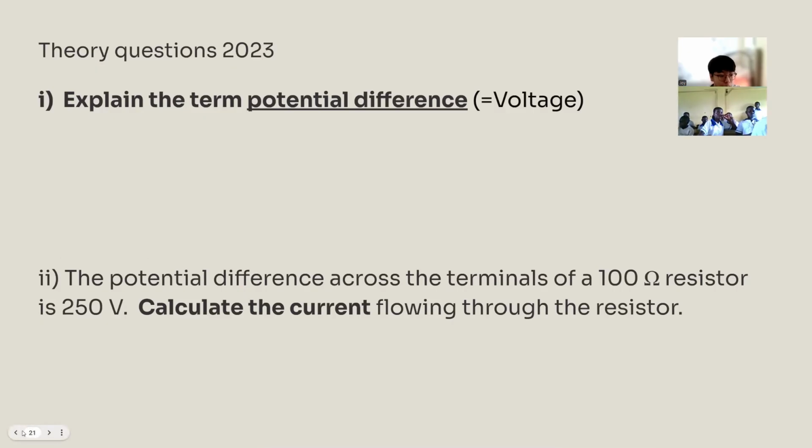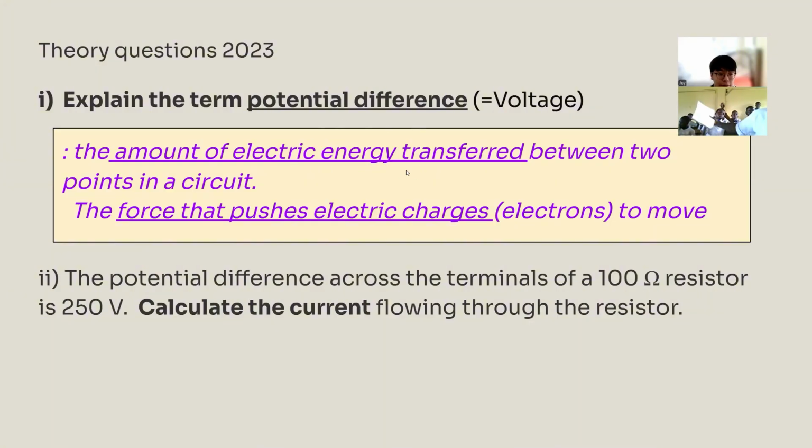I can go back a few slides if you want. Yes. Is the amount of electric energy transferred between 2 points in a circuit? Oh, yes, that is right. Yeah, that's the definition of potential difference. So it is the amount of electrical energy transferred between 2 points in a circuit.